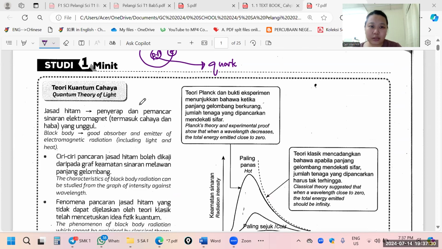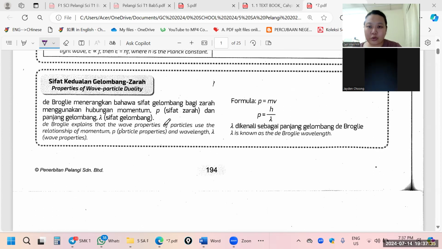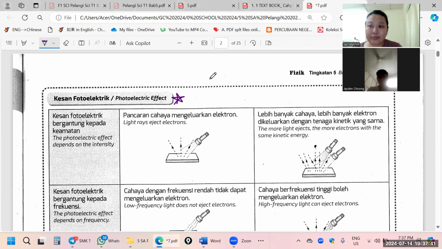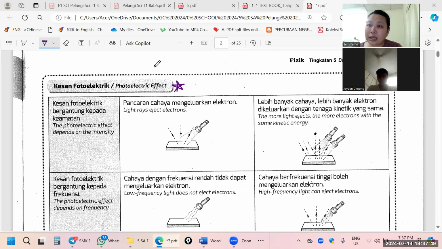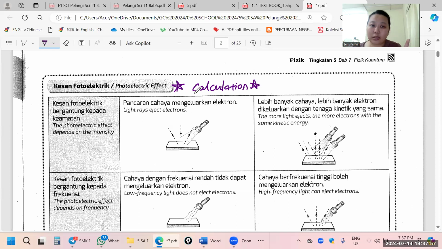So this is quantum theory of light, quantum energy, properties of wave particles, duality. Okay. And then the photoelectric effect. The photoelectric effect is a key, very important. All of the calculation in photoelectric effect. Theory is quite easy, but all of the calculation in photoelectric effect.